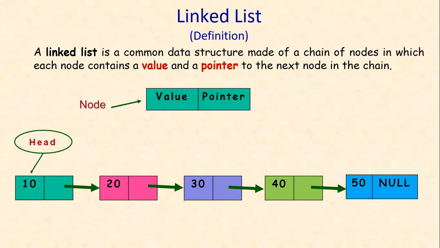How could you define this linked list? A linked list can be defined like this. A linked list is a common data structure made of a chain of nodes. Please note down: a chain of nodes, and each node consists of a value and a pointer. So I can define a node like this: a node consists of a value and a pointer.